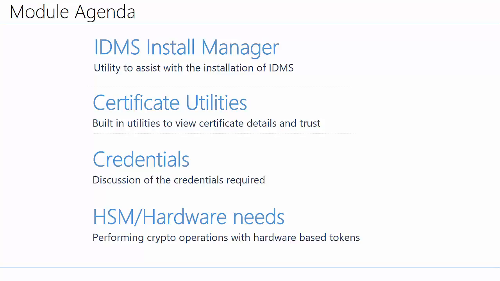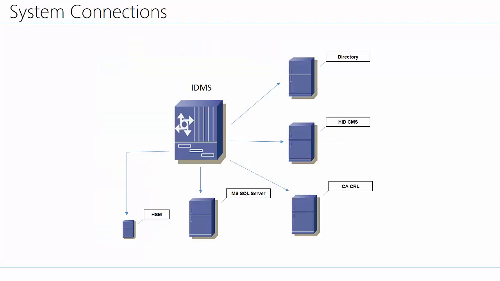Next, we'll discuss various certificate utilities that are available on the operating system that will allow you to view certificate details and validate trust. Next, we'll discuss credentials that will be required for performing the test and connections to the external systems. And finally, we'll discuss the HSM and hardware security needs required when performing crypto operations on hardware-based tokens.